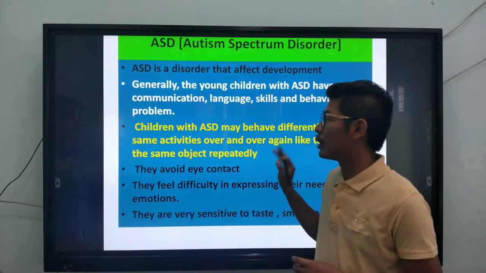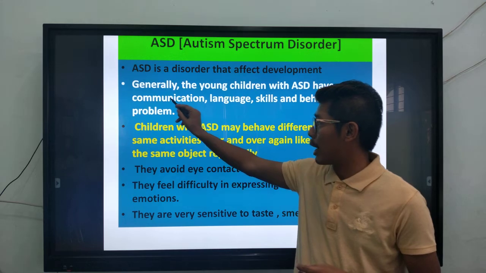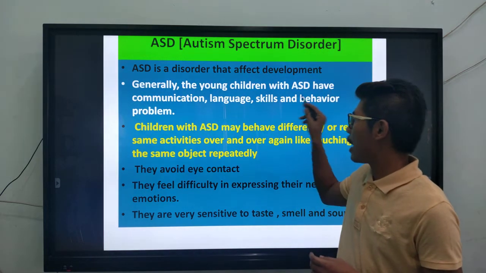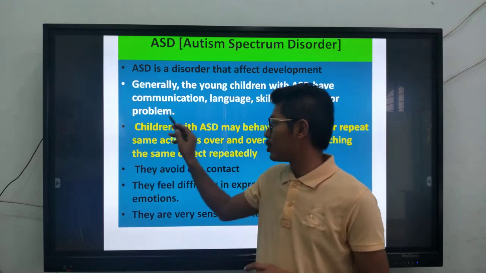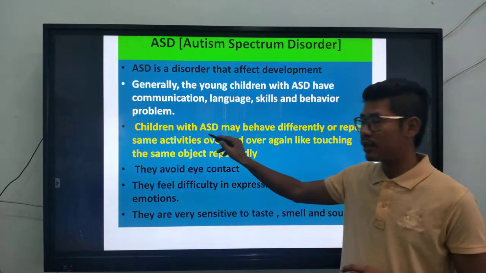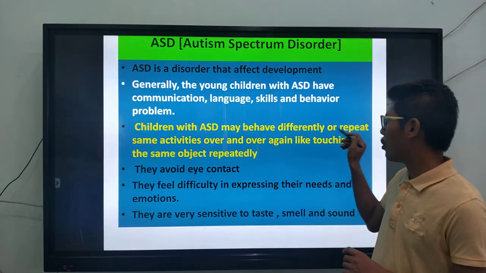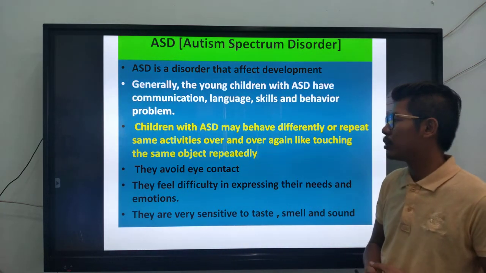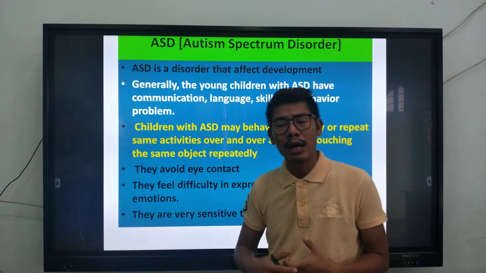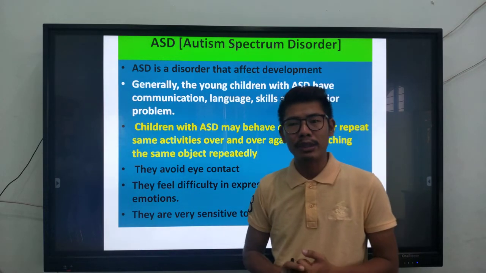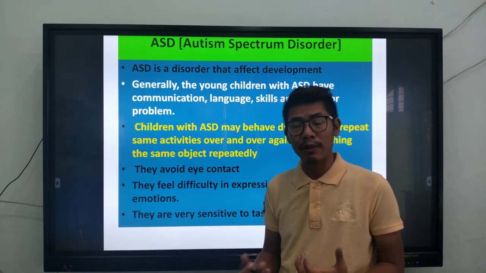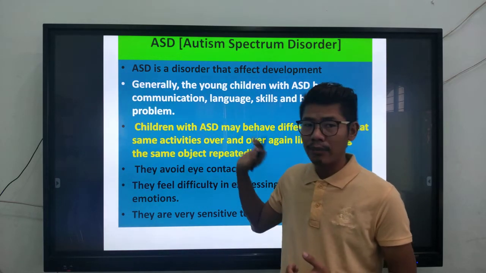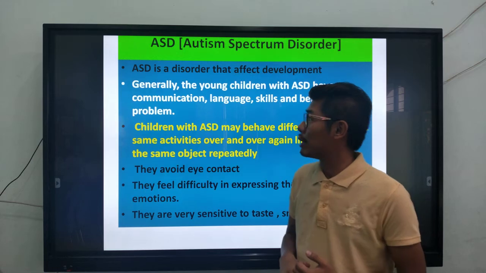Autism spectrum disorder causes problems for the child. It affects the communication, the language, the skills, and the behavior of the child. Children with ASDs may behave differently or repeat the same activity over and over again, like touching the same object repeatedly. They also tend to do things repeatedly for a long period of time, just repeating the same work again and again. So these are also problems that you see under ASD.